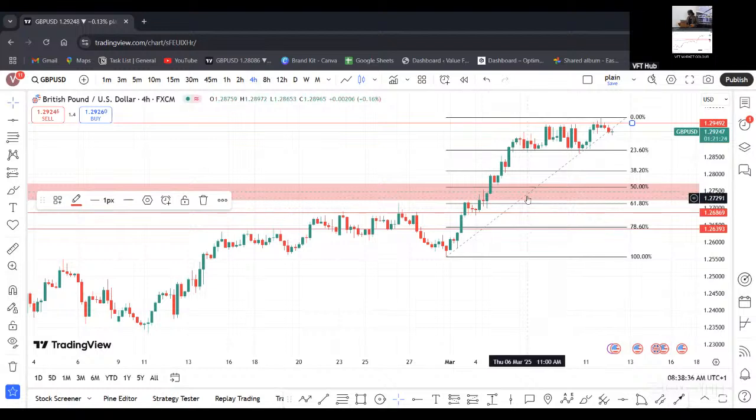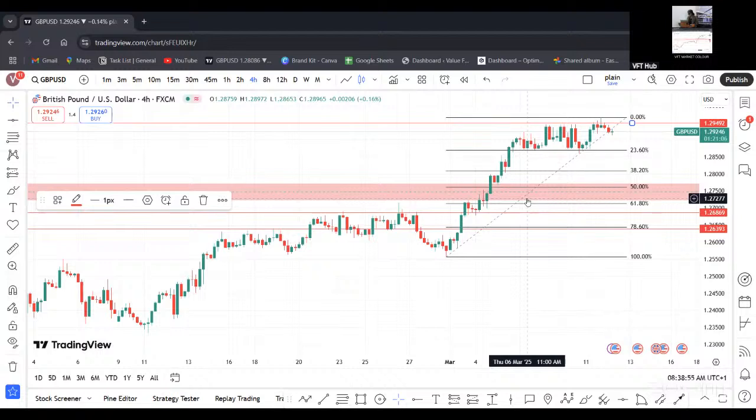I'm selling all the way into 1.27277. Please take note of that. I want to sell GBP USD all the way to 1.27227, all the way into 1.27277. I beg your pardon.